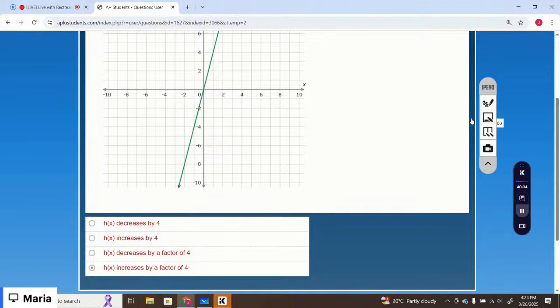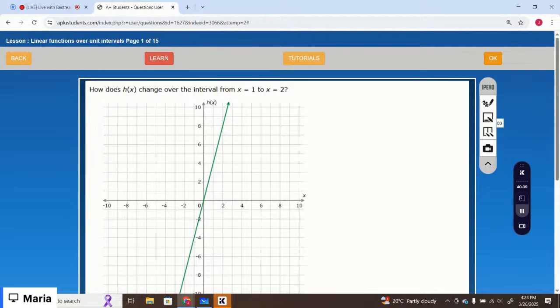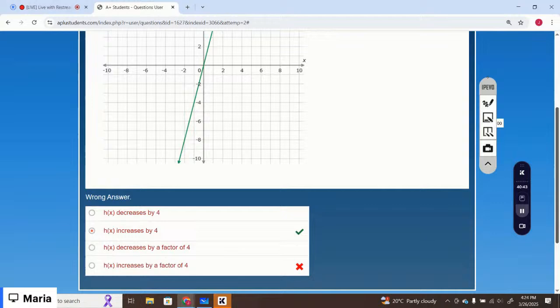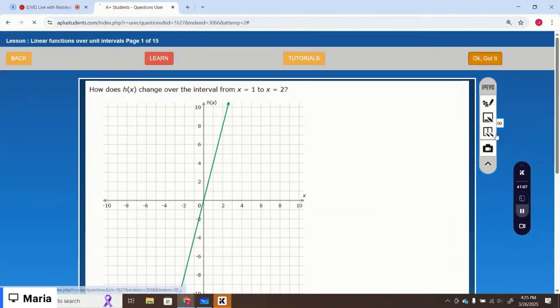The last option is the correct option. h of x increases by 4. Option number 2 is the correct option.